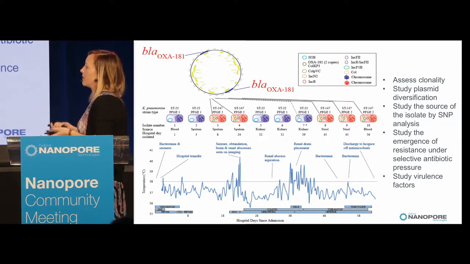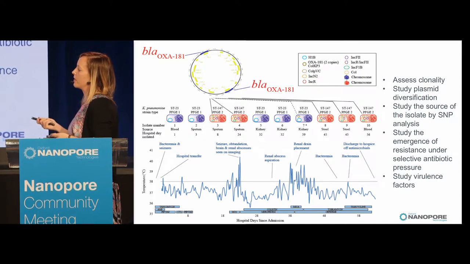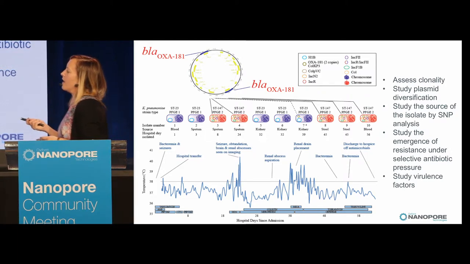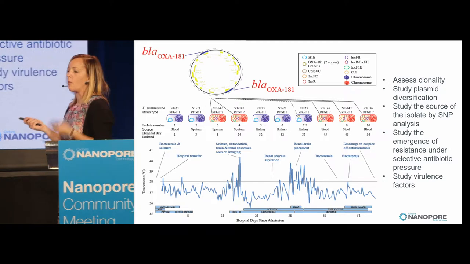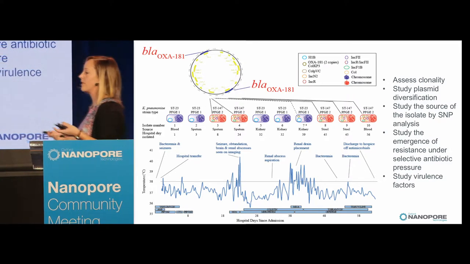And so, especially with Nanopore sequencing, we had these two different strains, this hypermucovirulent strain and this extensively drug-resistant strain here in red, and then the virulent strain in purple, where it had one plasmid, and that plasmid carried all of its virulence genes, or most of the virulence genes.